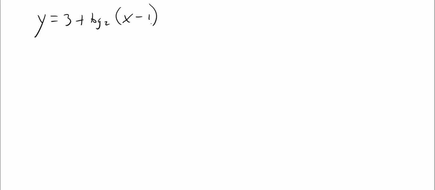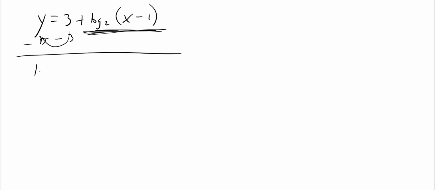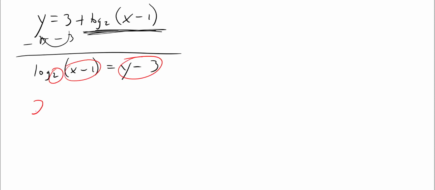Okay, cool. So in order to write as an exponential, I'm going to move that 3 over. Always have to solve for the log first. So I subtract 3 from both sides. So you get log base 2 of x minus 1 is equal to y minus 3. Okay, and then remember, as an exponential, it's 2 to the y minus 3 equals x minus 1.